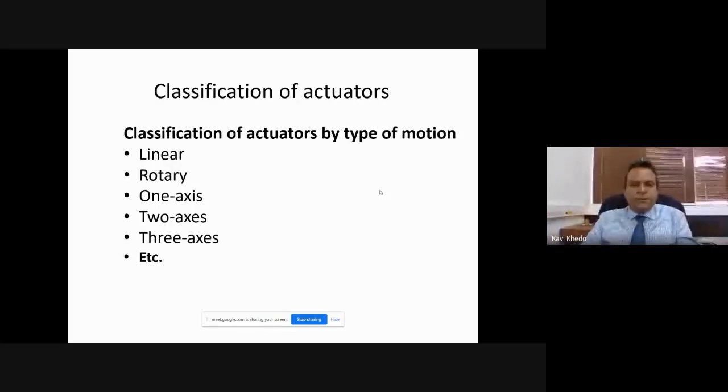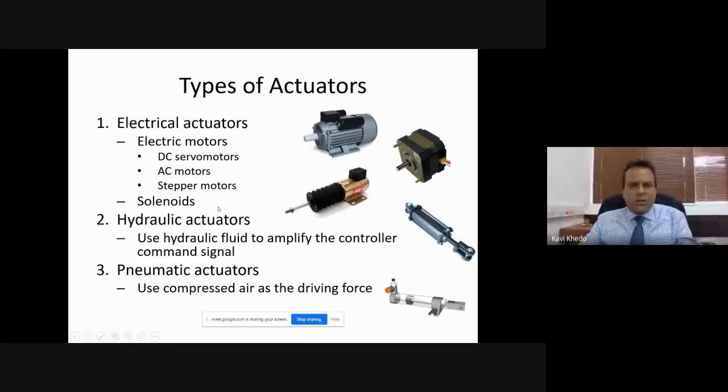There are different types of actuators to perform those movements. Very often we classify actuators by the type of motion they perform. A linear actuator moves in a straight line. Very often our actuators are rotary. Rotary, you understand, performs a circular movement. Or one axis, two axes, it operates on a free axis. You will see examples of this.